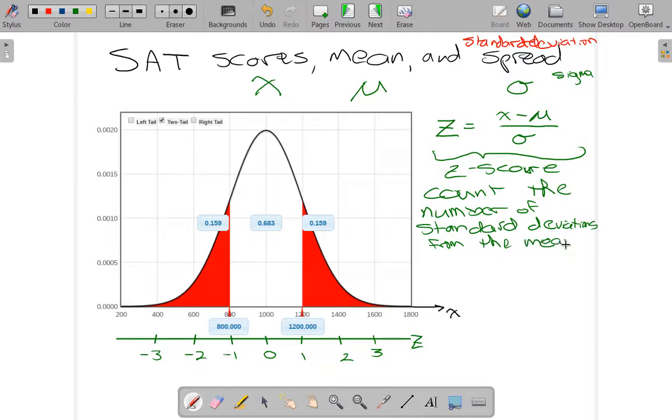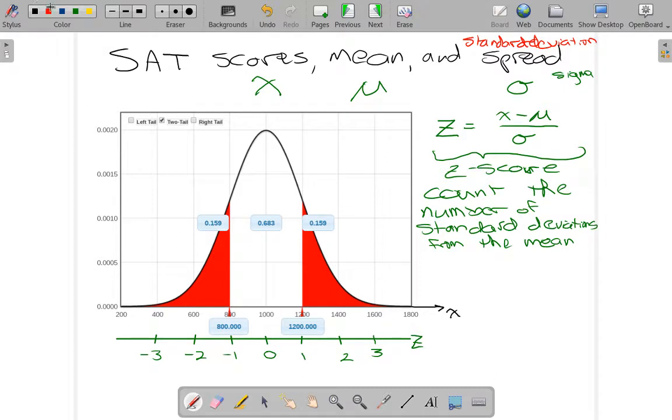So just for example, just looking at this graph, I have 2 scales. I have x, which is my SAT score, and I have z underneath that, which is a count of standard deviations. So if somebody took the SAT and they scored a 1,400, and the standard deviation is believed to be 200, then they scored 2 standard deviations above the mean. And that's what this formula counts here.